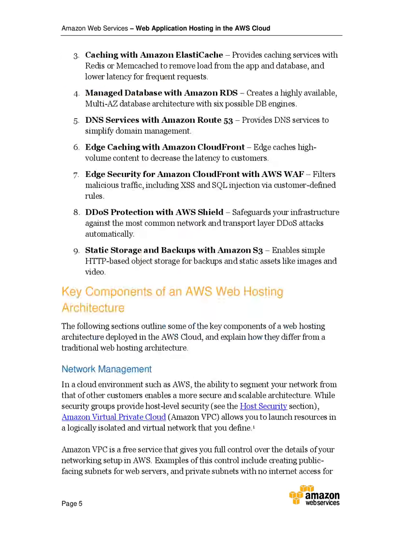3. Caching with Amazon ElastiCache provides caching services with Redis or Memcached to remove load from the app and database, and lower latency for frequent requests. 4. Managed database with Amazon RDS creates a highly available multi-AZ database architecture with 6 possible DB engines. 5. DNS services with Amazon Route 53 provides DNS services to simplify domain management.